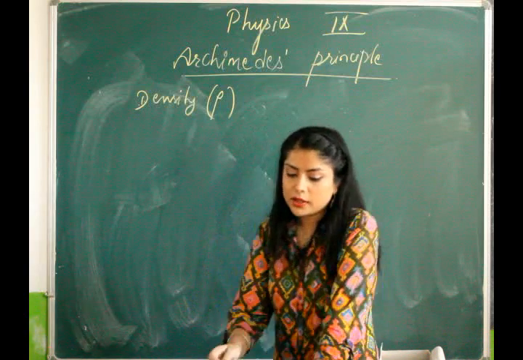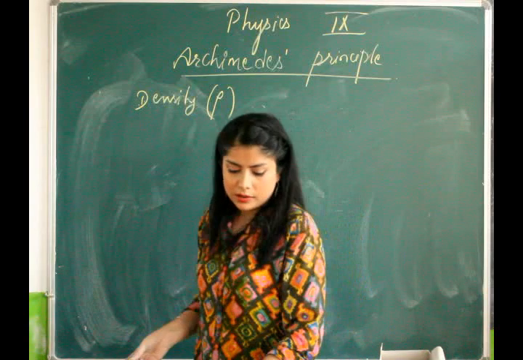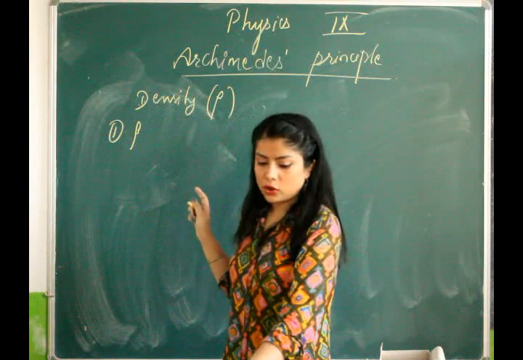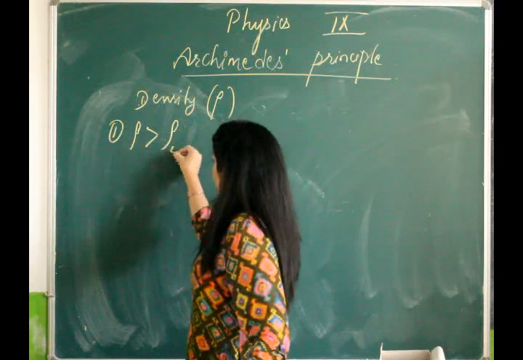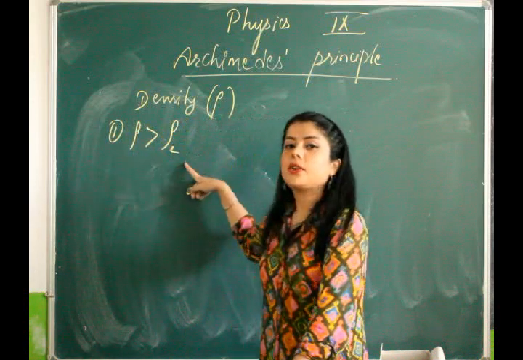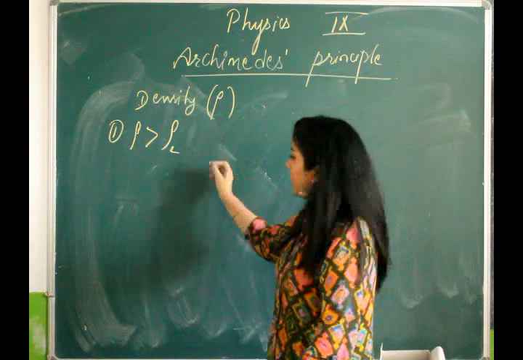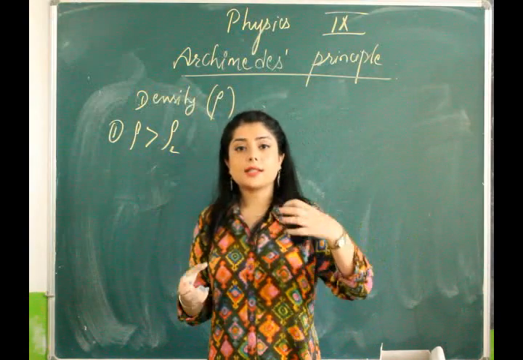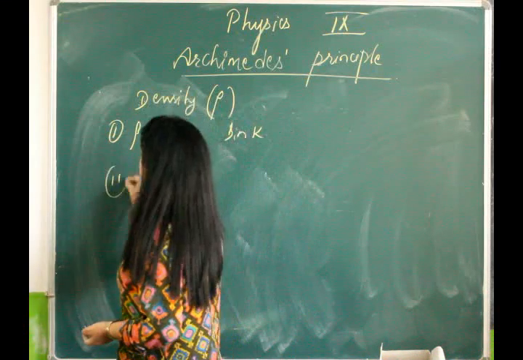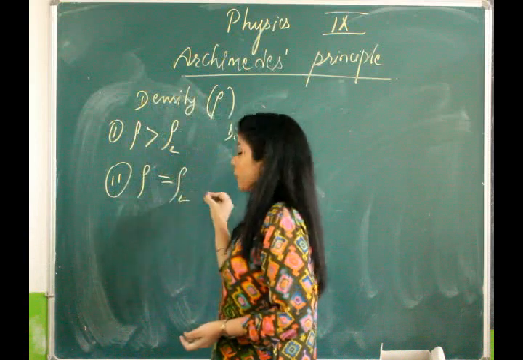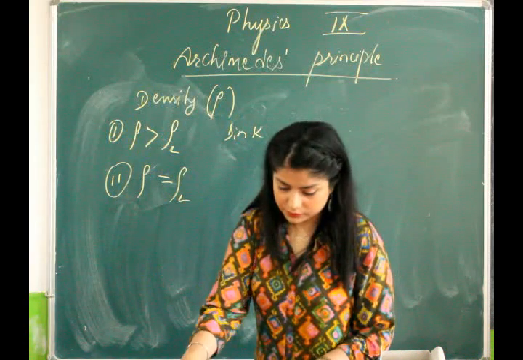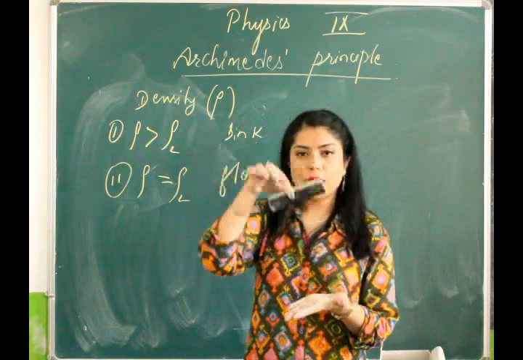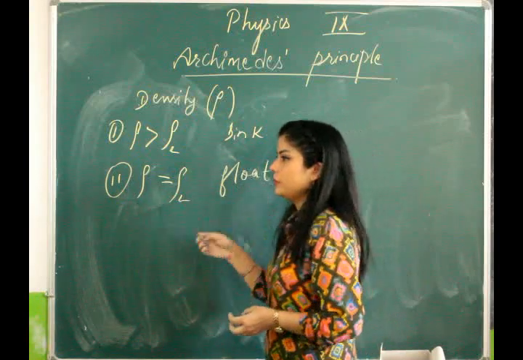The first one is about the force. If the density of the solid is greater than the density of the liquid, that is, the density of the object is greater than the density of the liquid we are putting it in, then the object will sink. If the object is heavily dense, it will sink. Second, if the density of the object is equal to the density of the liquid, in this situation the object will float.